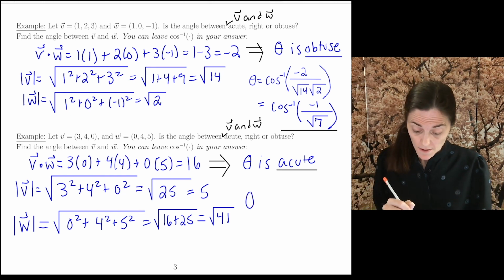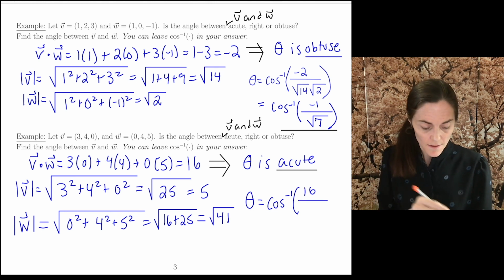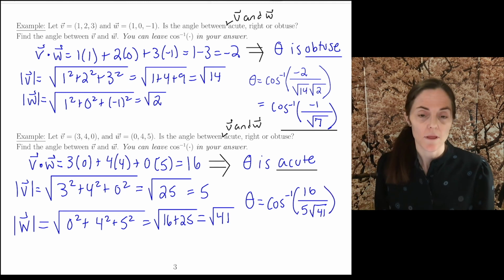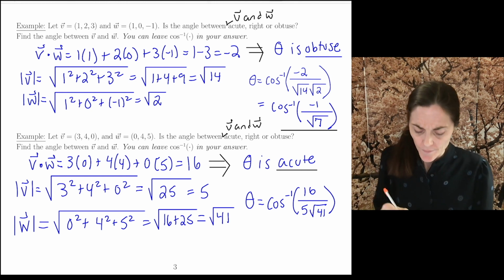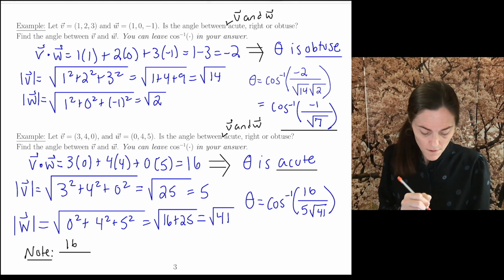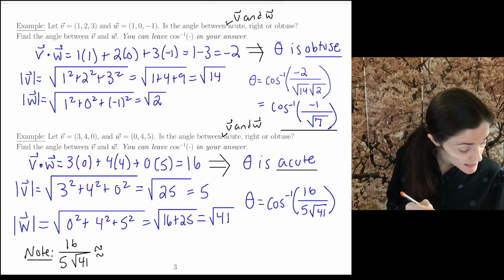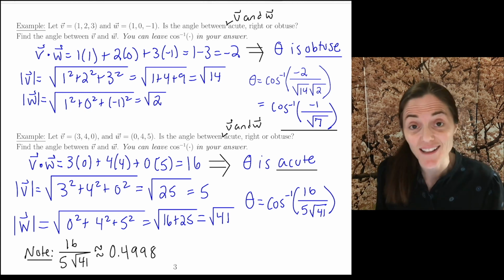Now, theta is cosine inverse of the dot product divided by 5 times the square root of 41. This would be theta. Just as a comment, this number, 16 over 5 times the square root of 41, if you enter this in your calculator, this is approximately 0.4998. It's very close to a half.